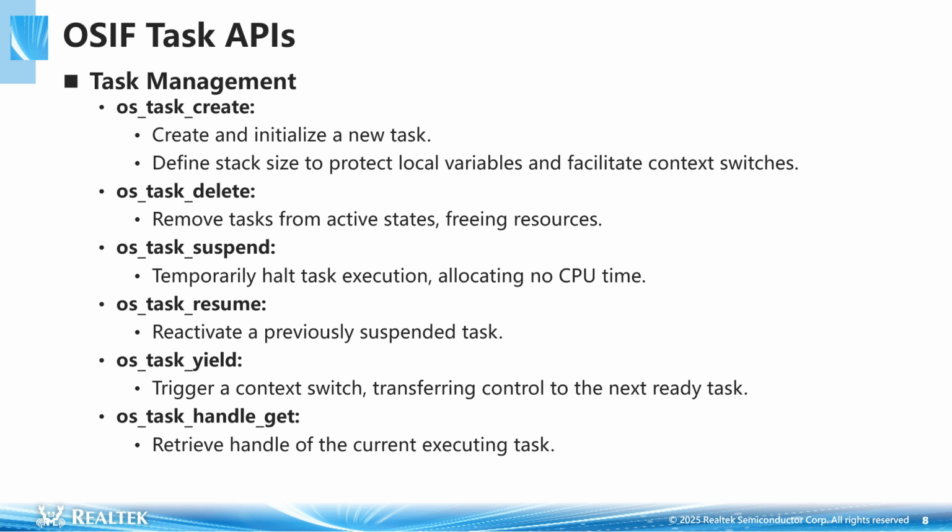OS Task Suspend temporarily halts one task's execution. Once suspended, a task cannot be scheduled until another task calls OS Task Resume to remove the suspension. If you want to trigger a context switch, there's OS Task Yield to transfer control to the next ready task. What's more, OS Task Handle Get would help you to get a certain task's handle.